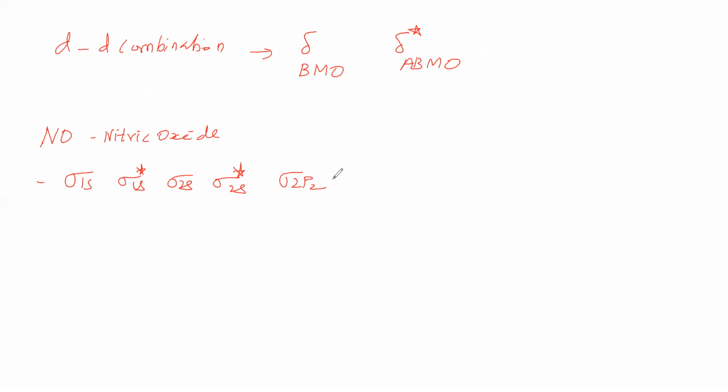That means in nitric oxide, the molecular orbital energy level is like oxygen. But the energy will be different from oxygen. Then pi 2px is equal to pi 2py. Then pi star 2px is equal to pi star 2py. Next comes sigma star 2pz.